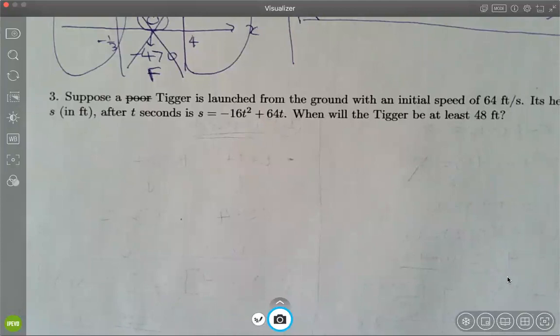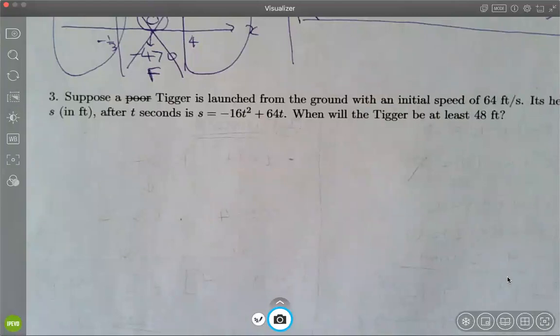So this Tigger is launched from the ground with an initial speed of 64 feet per second. Its height, s, after t seconds is given by negative 16t squared plus 64t. When will Tigger be at least 48 feet high?